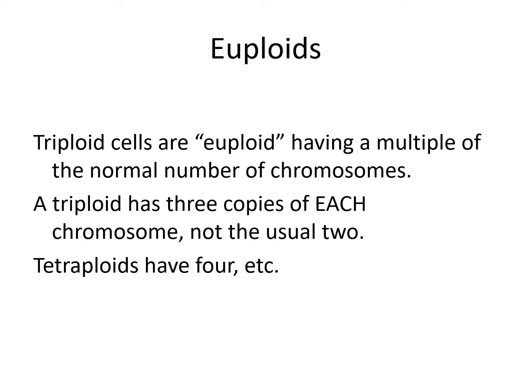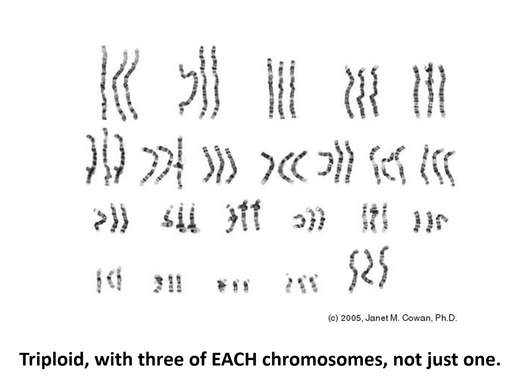Okay, euploid, we gave an example last time, is triploids, and they have a multiple of the normal number of chromosomes. So they have, to distinguish from trisomy, 3 copies of each chromosome, not just 1 extra of one of the chromosomes. Okay, here's an example of a triploid that we saw last time, where there's 3 copies of each of the chromosomes, which is to say 3N in human.